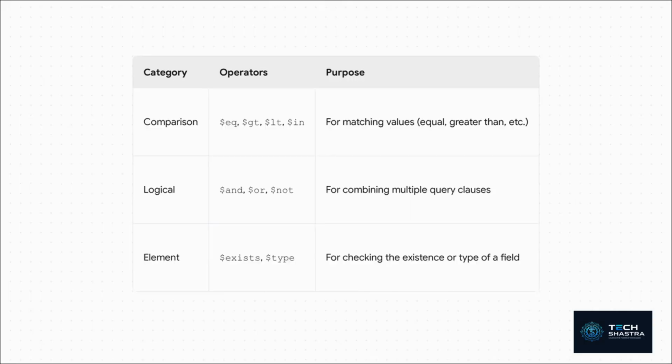So how do we make our find queries more specific and powerful? Well, that is where operators come in. For example, you could use a comparison operator like $gt, which means greater than, and combine it with a logical operator like $and to ask really complex questions. Things like, hey, find me all the users who are older than 25 and who live in New York. These are literally the building blocks for creating some seriously powerful queries.